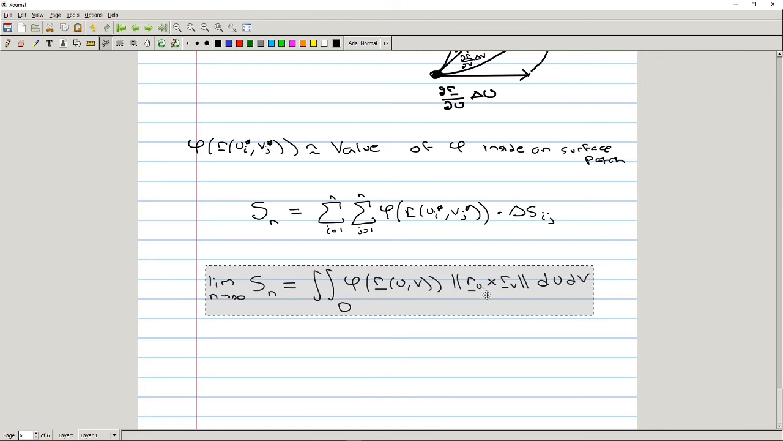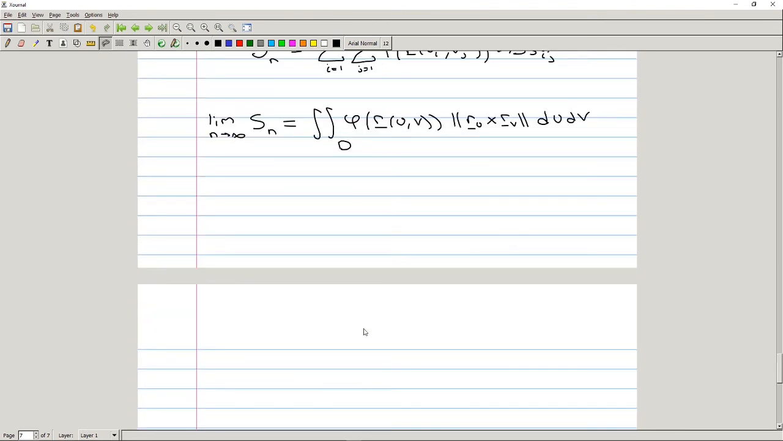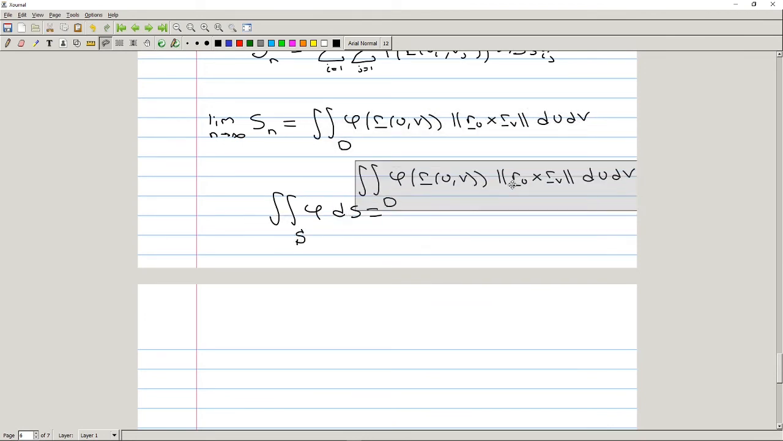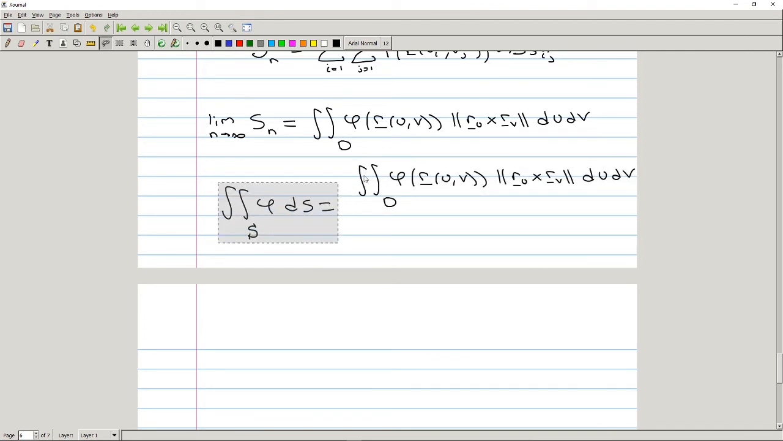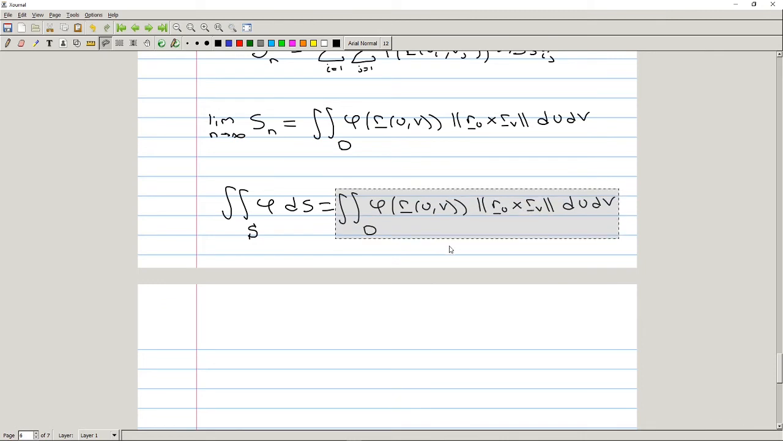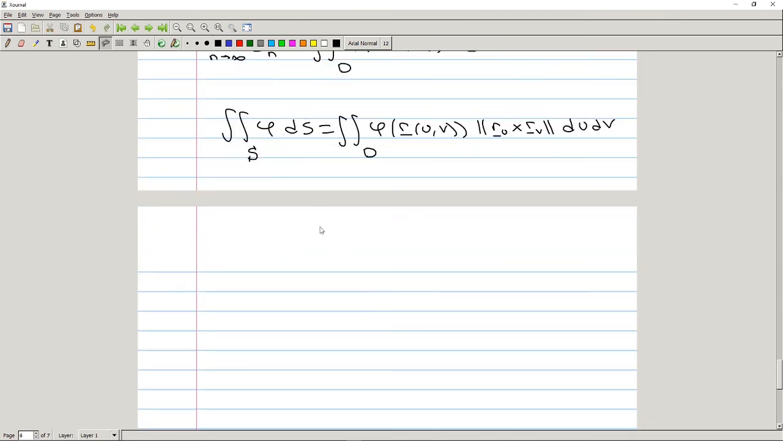And this is what we call the surface integral of the scalar function phi. So the surface integral of a function phi is exactly equal to this double integral right here. And this really kind of sheds some light on what we mean by the surface integral of a function, and you can clearly see that the surface area is the surface integral of the scalar function 1, the constant function 1.